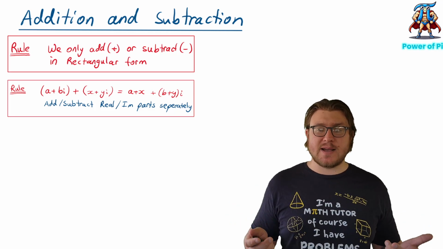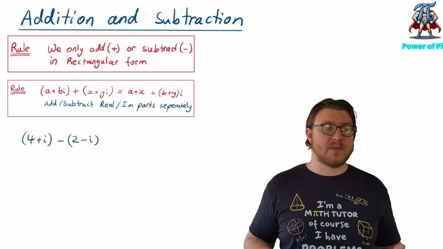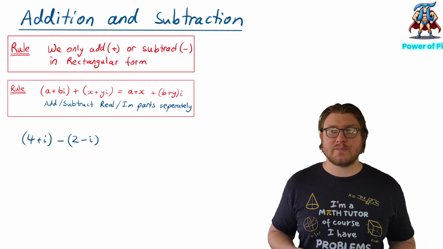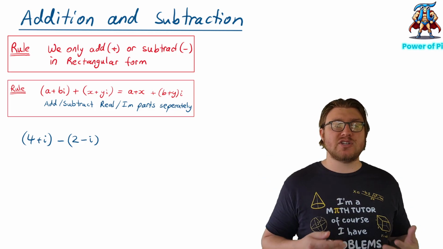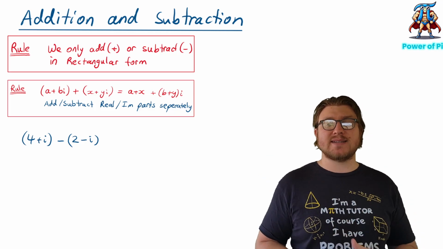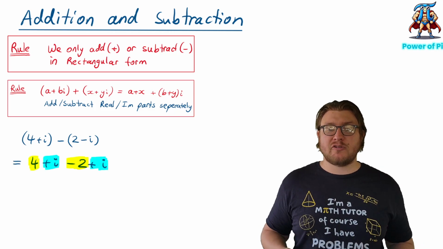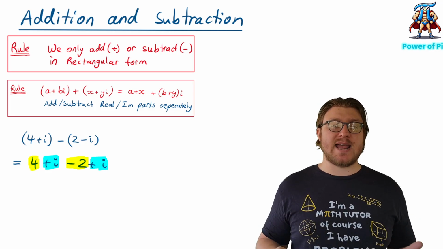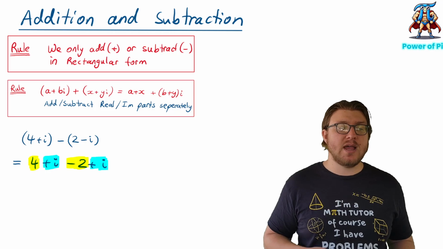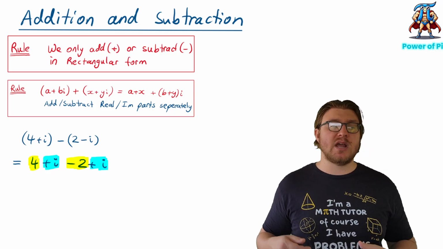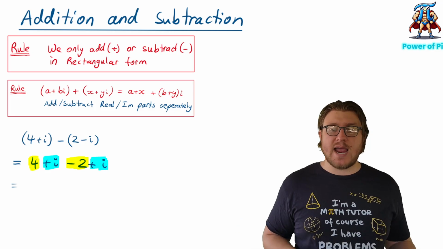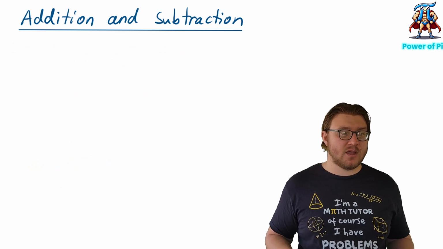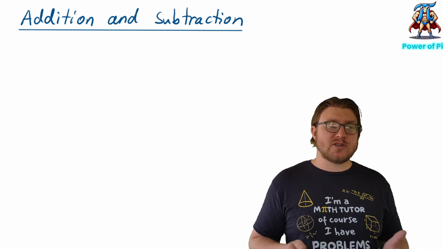So let's do another example here, just so you're very familiar. What about minus? 4 plus i minus 2 minus i. Well, the first thing is we can distribute the negative and expand the brackets. So we have 4 plus i and then minus 2 and then plus i because the negative and negative makes positive. And now again, we just look for the real parts, we look for the imaginary parts and we put them together and we get 2 plus 2i. Awesome. That wasn't too hard.